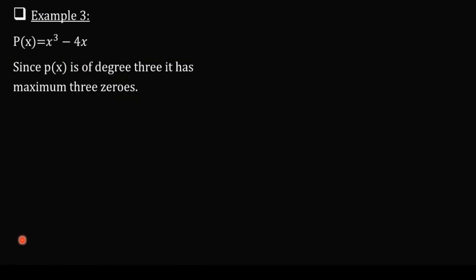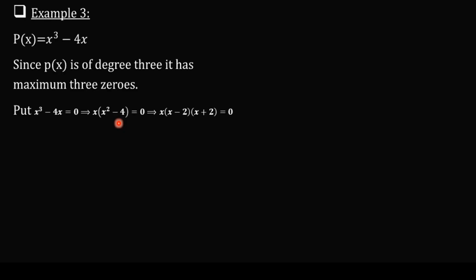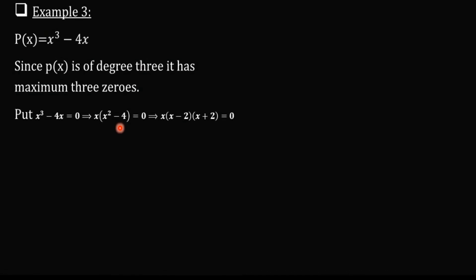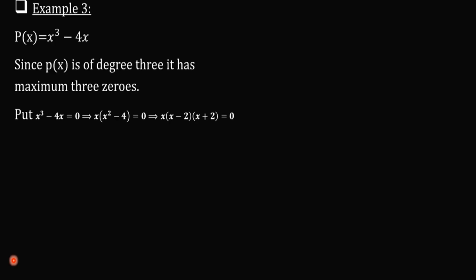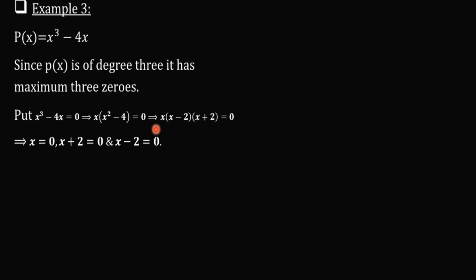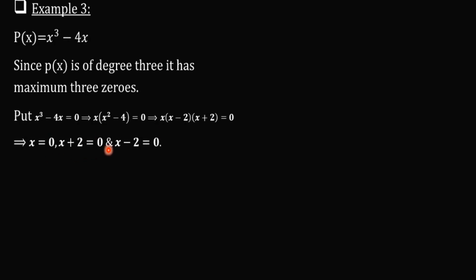So in order to find the zeros, at first take x cube minus 4x equal to 0. Next, on taking x outside, we get x into x square minus 4 equal to 0, which implies x equal to 0 and x square minus 4 equal to 0. Then we can write x plus 2 into x minus 2 equal to 0. That is, x square minus 4 is x plus 2 into x minus 2, which implies x equal to 0, x plus 2 equal to 0 and x minus 2 equal to 0.